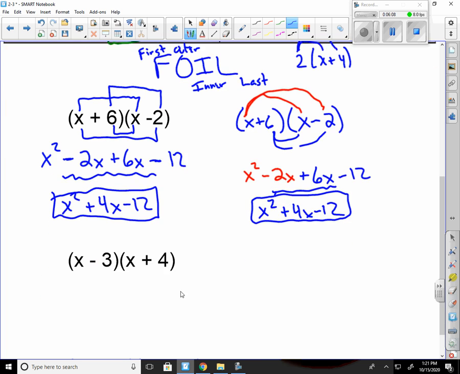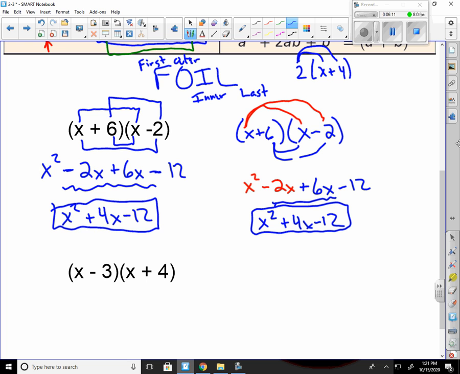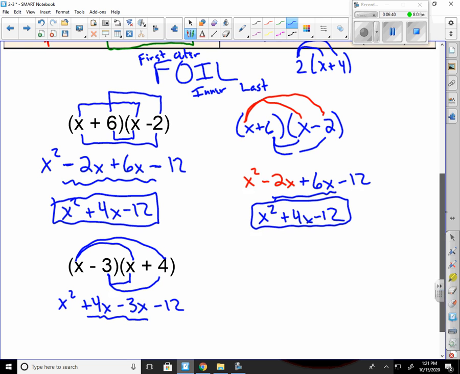Let's try another one. X minus 3 times x plus 4. First, this is the first term times the first term, x squared. Outer, the two most outer ones, 4 times x. Inner, minus 3x. And then last, negative 3 times 4, minus 12. Combine our like terms in the center. That's going to give us x squared plus x minus 12.